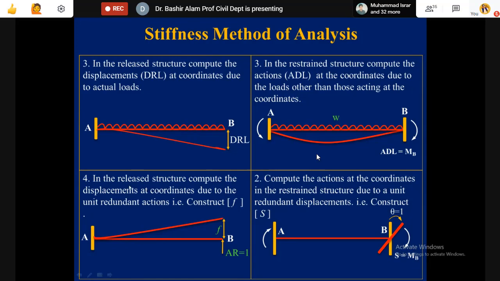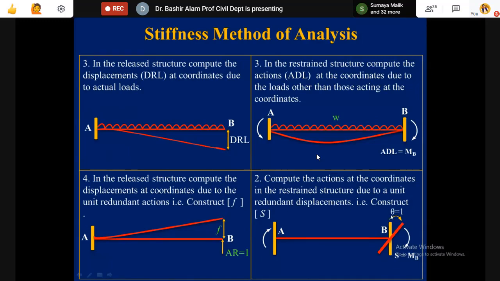Again, on the left-hand side, the fourth step was what? We put this structure under a unit value corresponding to the redundant action, and we calculated the displacement. And that displacement was giving us the flexibility coefficient. This is step number 4, not 2. So what we will be doing here, we will compute the action at the coordinates in the restrained structure due to the unit redundant displacements now.